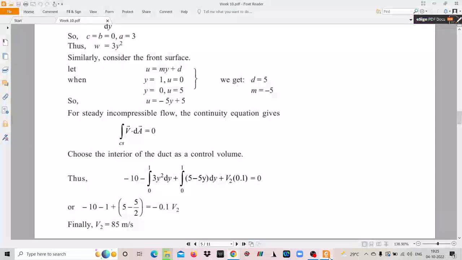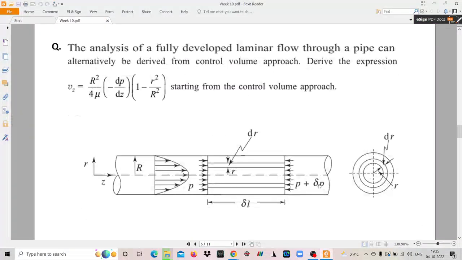Okay, in that case, let's move to the next problem.